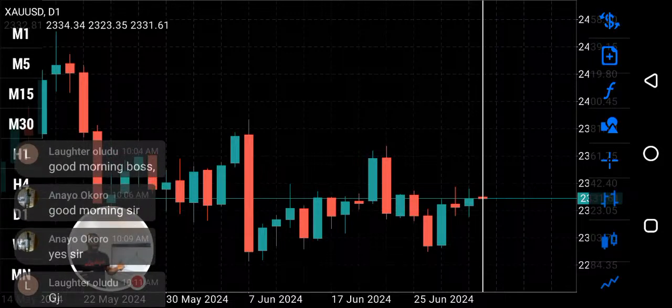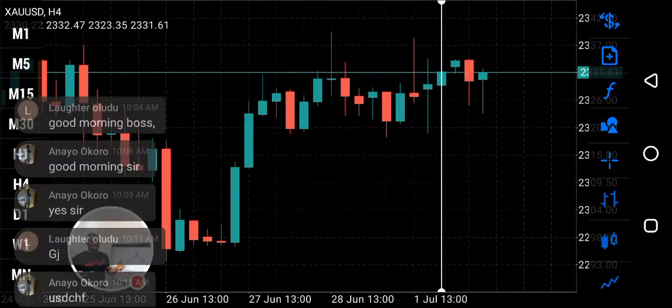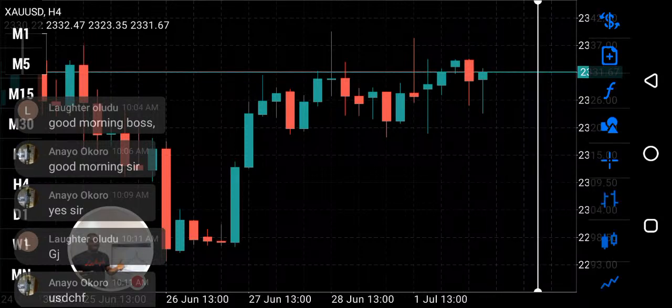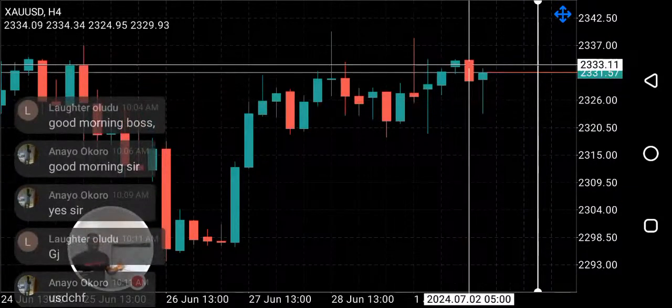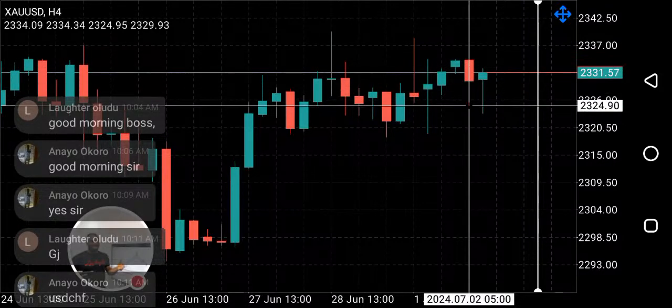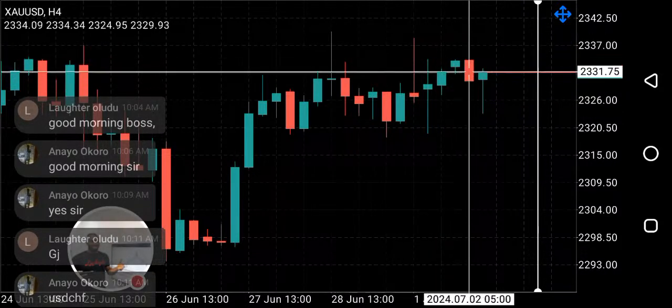Okay, we'll look at GJ soon. Let's go to 4 hour. On 4 hour, what's happening? You can see the pattern we have on 4 hour, right? This is a bearish pattern. This is a hanging man, a bearish hanging man. So to me, what I'm seeing here is a bearish reversal pattern.